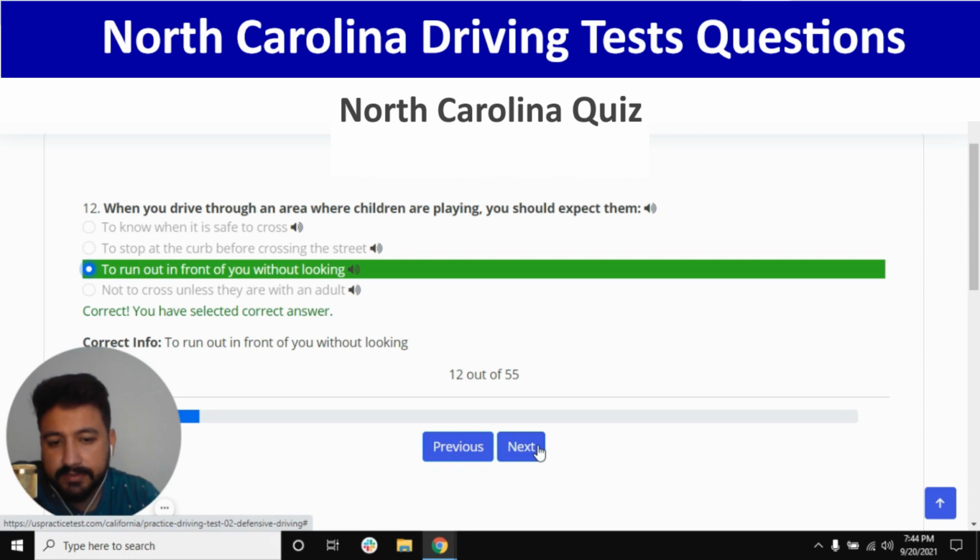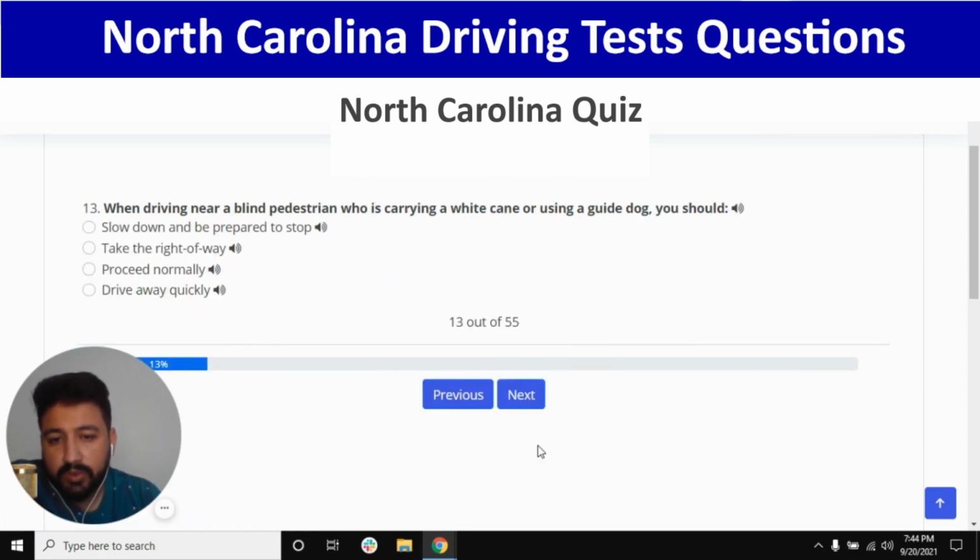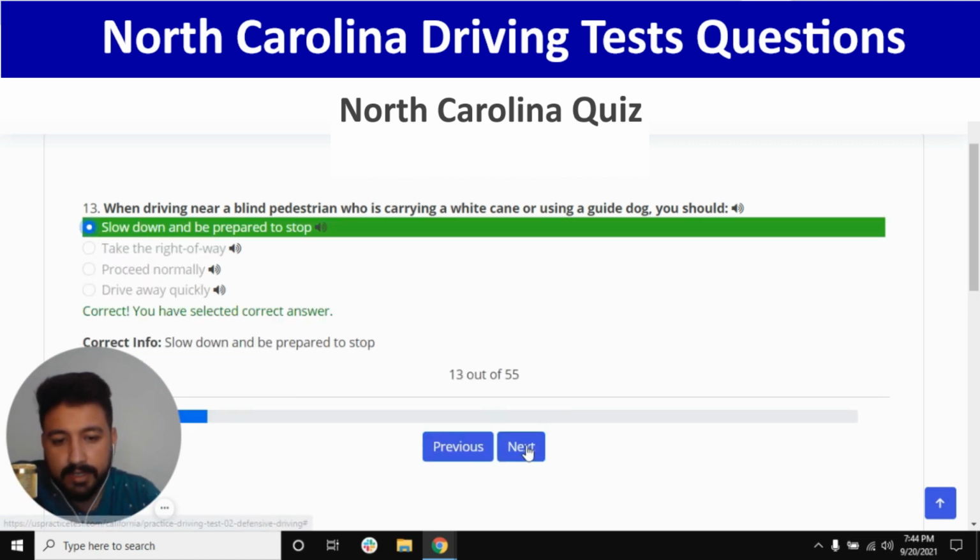Correct. And next. When driving near a blind pedestrian who is carrying a white cane or using a guide dog, you should. The right answer is slow down and be prepared to stop. So first option and next.